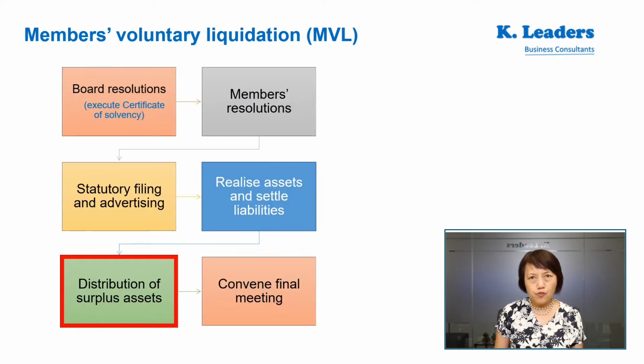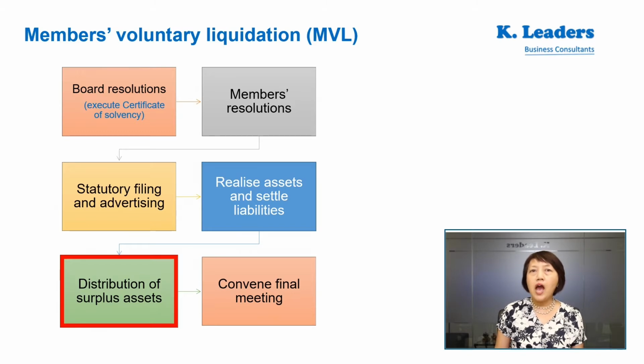To commence the liquidation process, the board of directors needs to pass resolutions for the consideration of the members of the company. These resolutions include the resolution to place the company into liquidation by way of MVL, and to appoint a liquidator in charge of the liquidation process. The directors also need to look into the financial position of the company and make sure that the company is solvent. With that comfort, the directors need to execute a certificate of solvency. That certificate records that the board has looked into the financial position of the company and concluded that the company is able to pay off all its debts in full within the next 12 months.